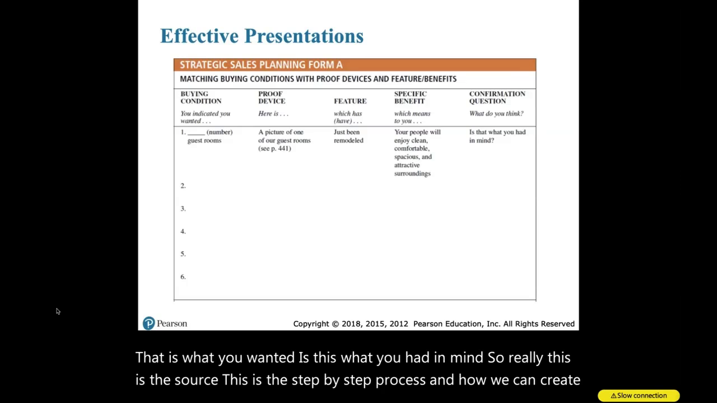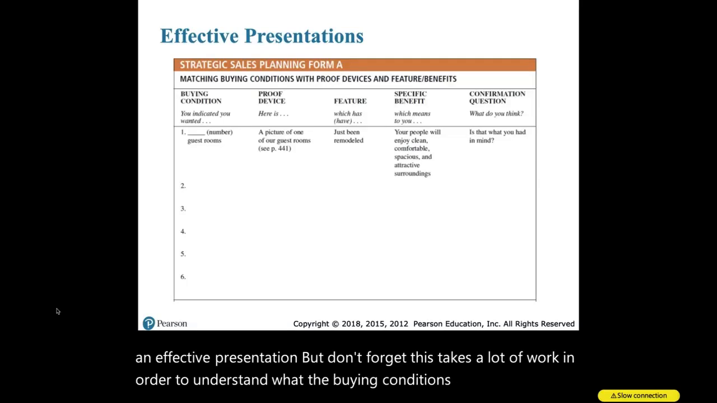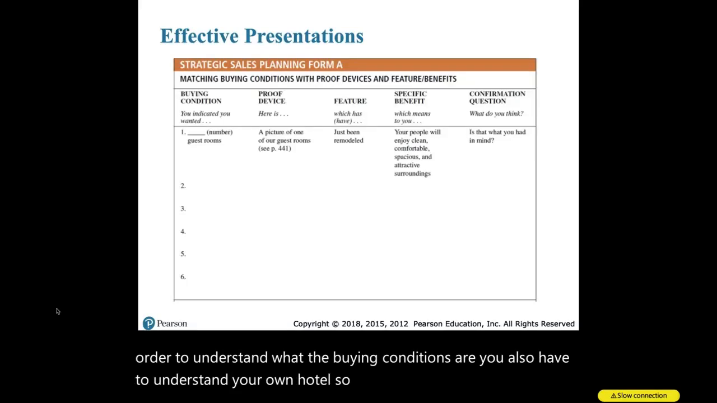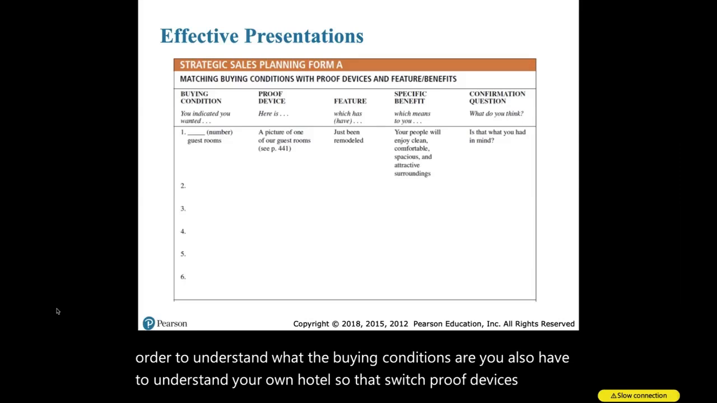But don't forget, this takes a lot of work in order to understand what the buying conditions are. You also have to understand your own hotel, so that's which proof devices we can use and the features and benefits. And this is what we really call the FBR approach. This is the feature benefit reaction. So what we're doing is we're stating the feature, we're stating the benefit, and then the reaction is making sure that the customer, the guest, or the prospective client has an opportunity to react in a positive, confirmative manner that shows that they are on board with what we're offering them.